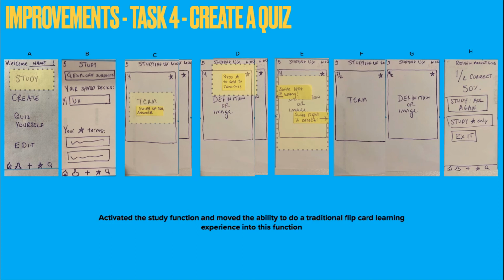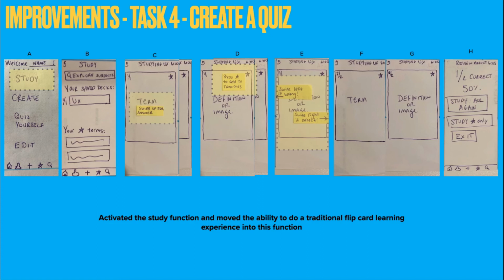Here are the improvements we made based on task 4. I activated the study function in wireframe A so the user can learn terms through the traditional way of flipping cards. After clicking the study function, the next screen will be wireframe B, which shows the option to explore other card sets, or use saved card sets, or simply study their favorite terms.